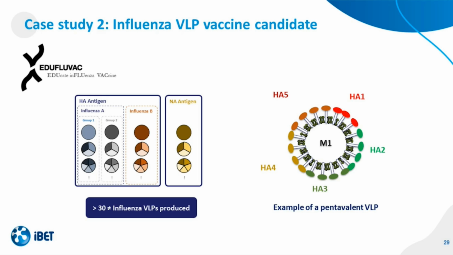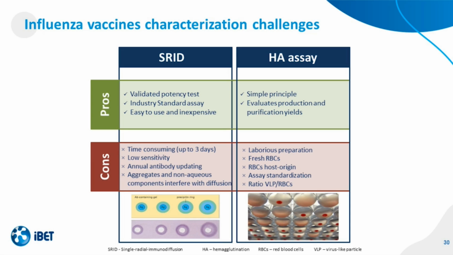And here we have just an example of a pentavalent VLP which has 5 different HA proteins. And one of the challenges that influenza bioprocess people are facing is accurate and fast quantification of hemagglutinin protein. And the current approved analytical methods, which are RID, single radial immunodiffusion, and hemagglutination assay, are impractical for inline process monitoring, mostly because they are time-consuming.